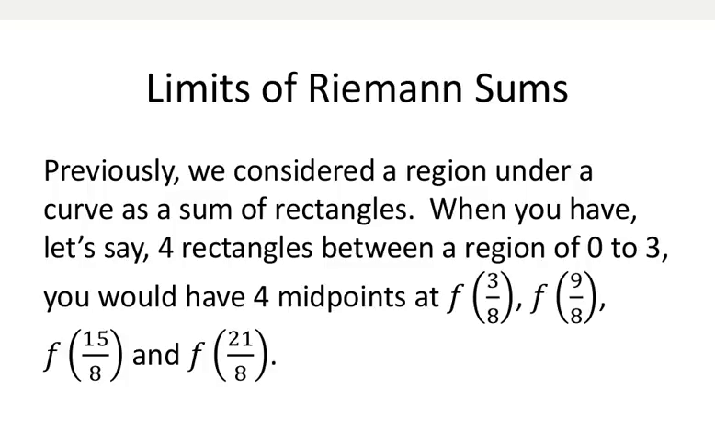rectangles. And so you have a curve, let's say, with 4 rectangles under it, and this region goes from 0 to 3. You would have 4 midpoints, such as, for example, at 3/8, 9/8, 15/8, and 21/8. These are between 0 and 3, 4 points evenly spaced that are rectangles that we'd be measuring from. And this would be an approximation of the area under the curve of function f.